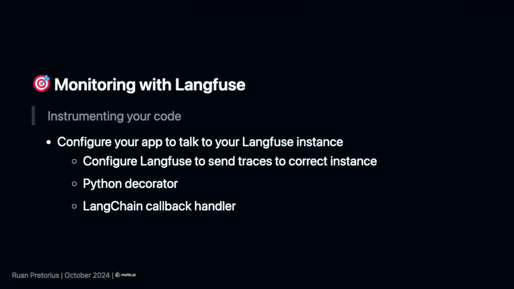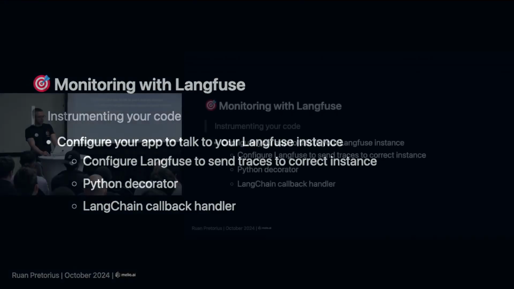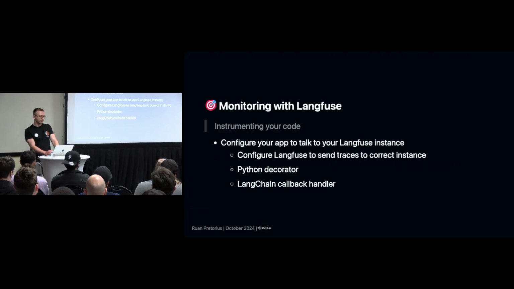So how do you actually get your code to talk to Langfuse? That is the process of instrumenting your code, and I'll show you two ways of doing that. First of all, we'll look at the Python decorator, and this is more of a lower level way of doing it. And there's a little bit more automated way to do it as well with the LangChain callback handler. I'll show you the LangChain one, but there's actually one for LlamaIndex and a couple of popular frameworks as well.